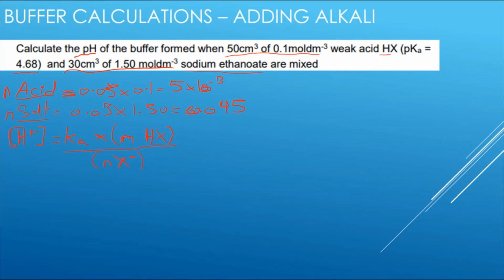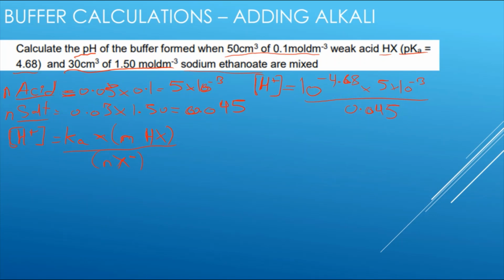So now putting the values in, it would be the concentration of H plus, Ka, I can just put 10 to the power of minus 4.68. So be careful if it's pKa or Ka. If it was just Ka, I would simply put in the value for Ka, but because it's pKa, I have to put in 10 to the power of minus 4.68, and then multiply by the moles of the acid. That's just 5 times 10 to the power of minus 3 over the moles of the ethanoate ions.